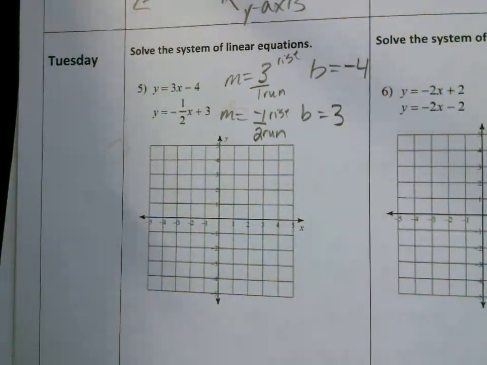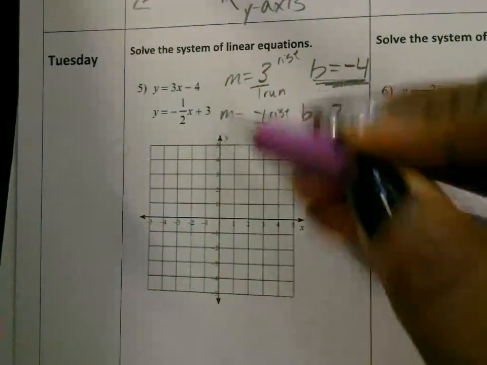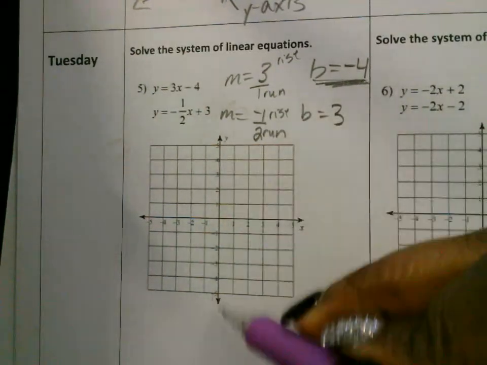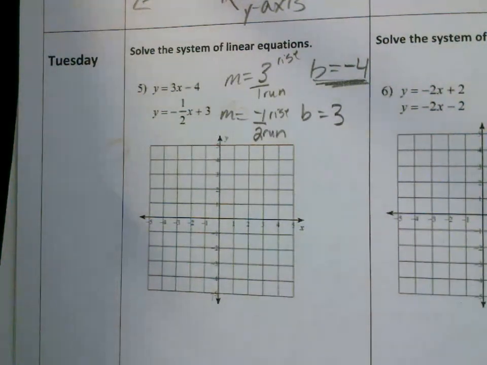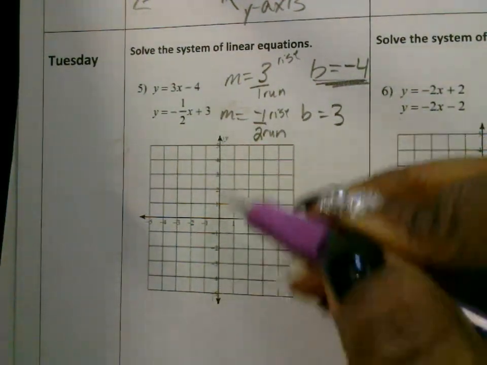Okay. So now we're going to graph that first equation. So the first thing we do is we graph the B on the y-axis. So we find -4 on this y-axis. Please do that now. I need you to do that without me. Please graph -4 on the y-axis. See if you can do that without me, please.